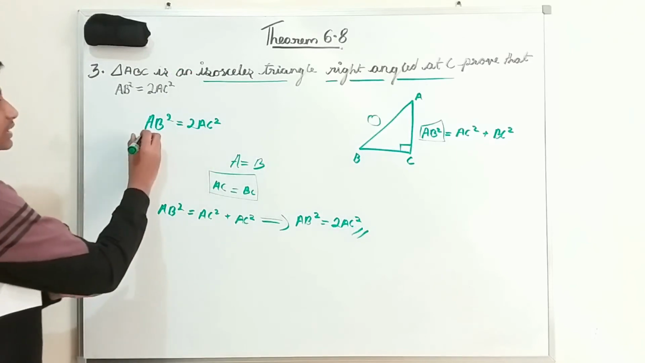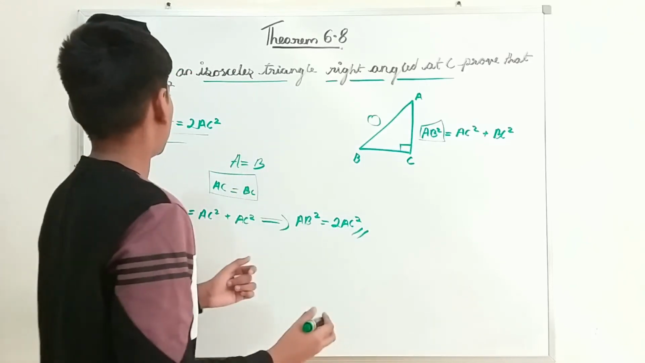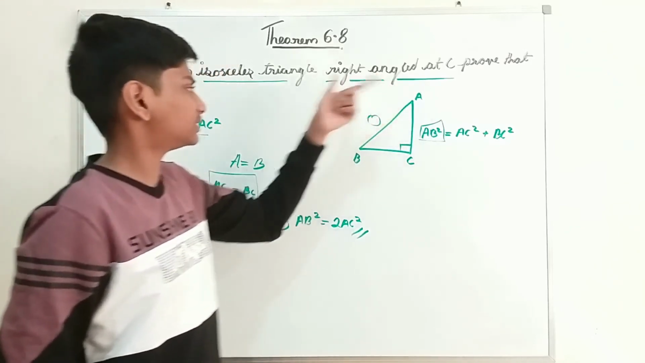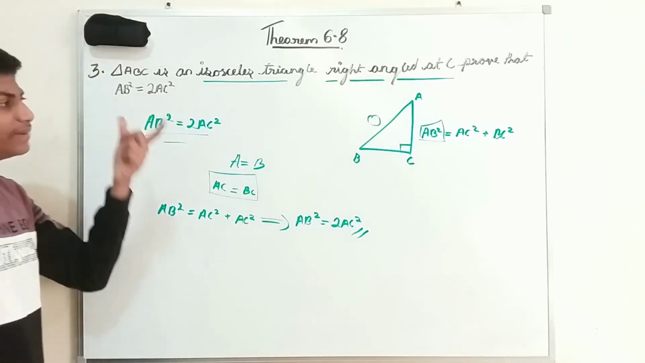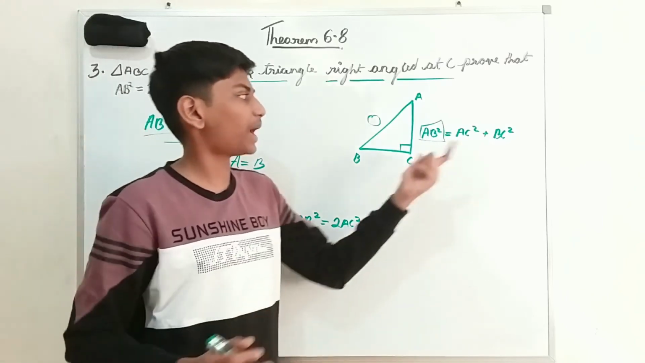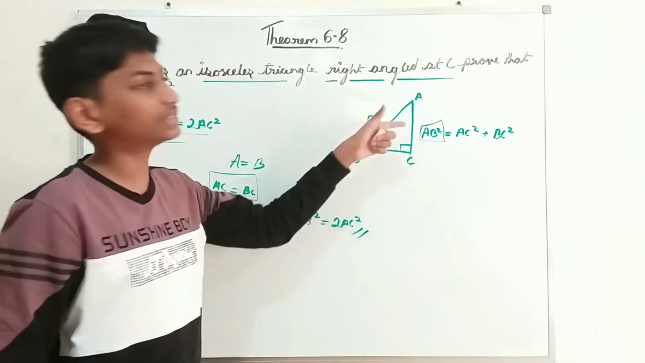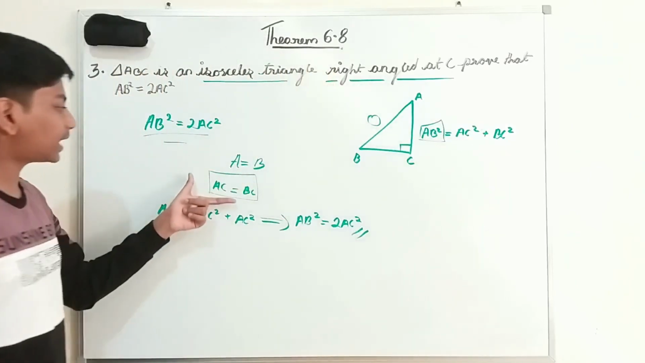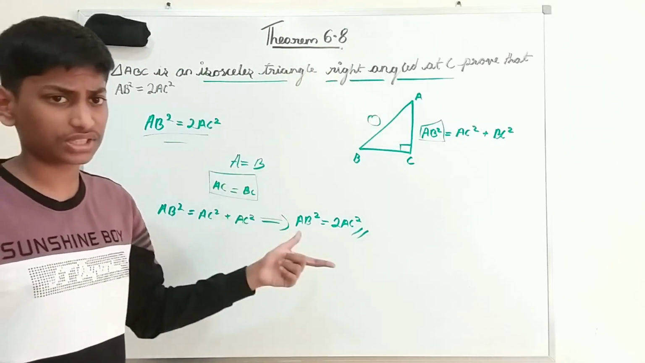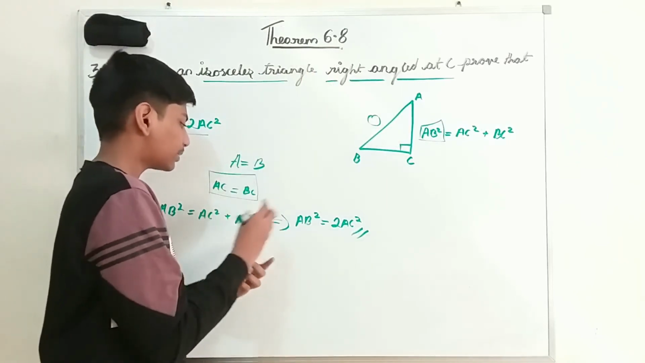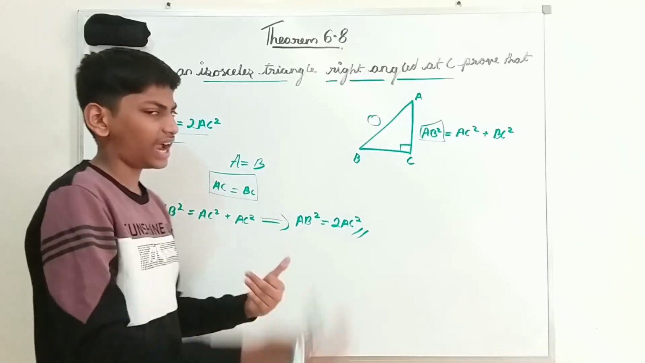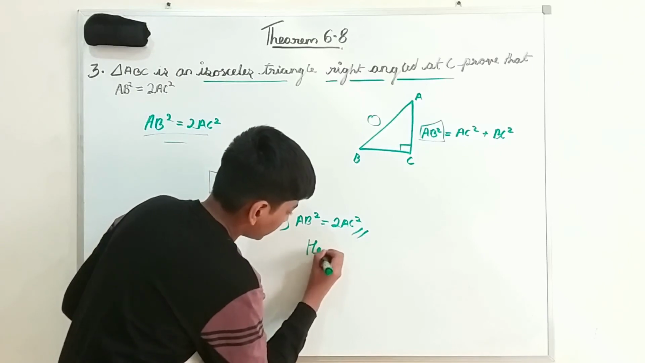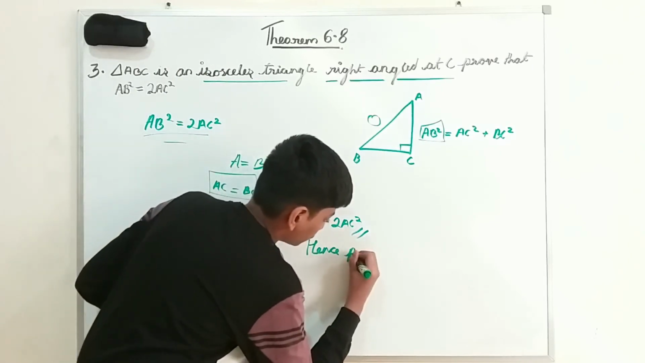So I have proved it. They didn't even give us a diagram. They just told us it's an isosceles triangle and it's a right angled triangle, and they just told me to prove it. And we proved it by how? We used the Pythagoras theorem by drawing the diagram first. Then we came to know the speciality of an isosceles triangle. Then we replaced the value and added. Then we got our answer. So at last, don't forget to write hence proved.